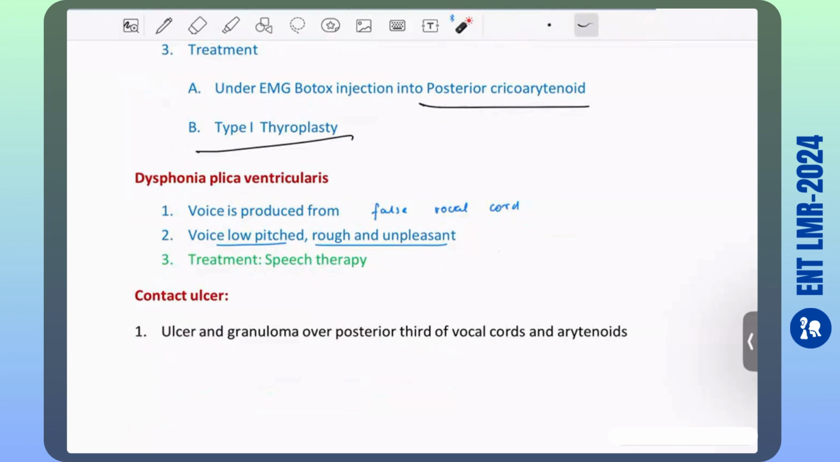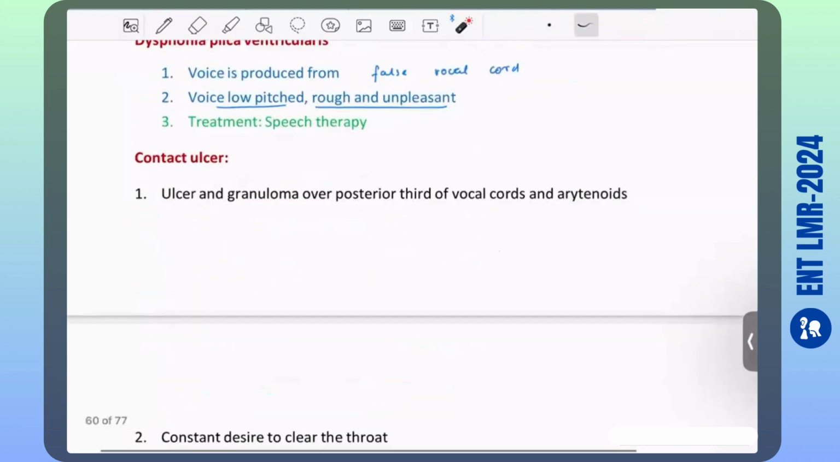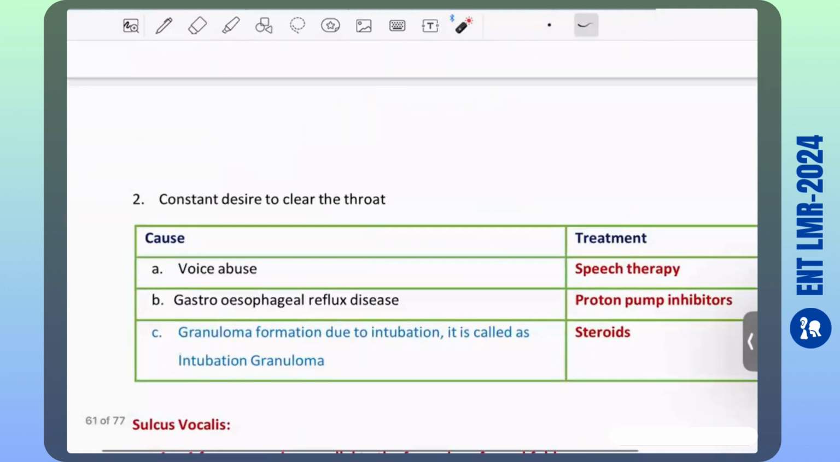Contact ulcer. Ulcer and granuloma over the posterior third of the vocal cord and arytenoid is called contact ulcer. The patient will have a constant desire to clear the throat. Okay. If the cause is voice abuse, the treatment is speech therapy. If the cause is gastroesophageal reflux disease, it is proton pump inhibitor. The granuloma formation due to intubation is called intubation granuloma. You should give steroids. See, contact ulcer, intubation granuloma: you give speech therapy if it is vocal abuse, proton pump inhibitors if it's GERD, and steroids if it is an intubation granuloma.